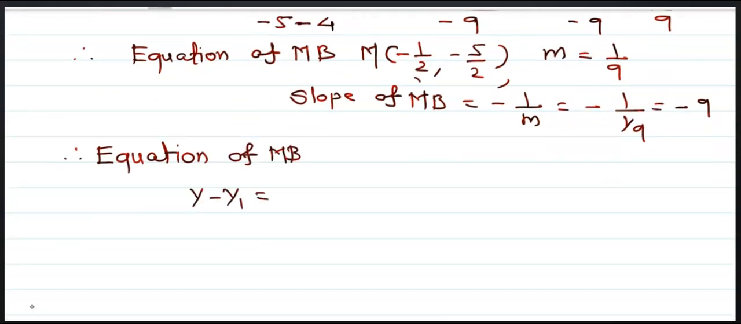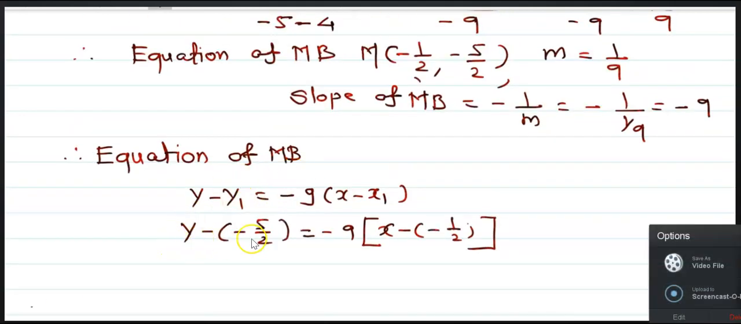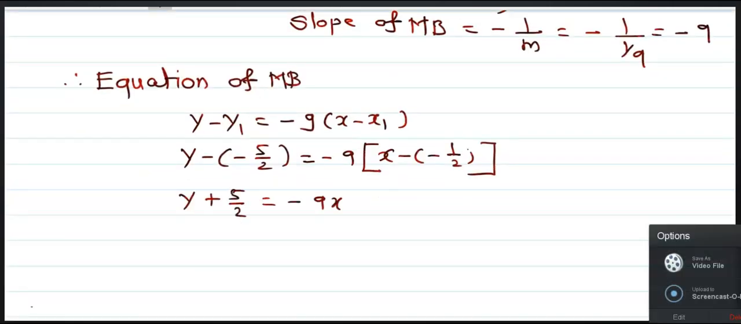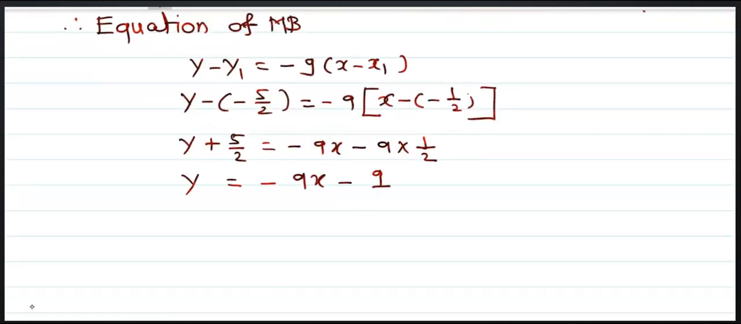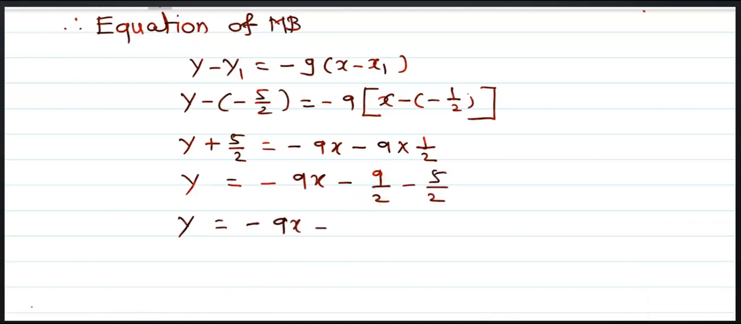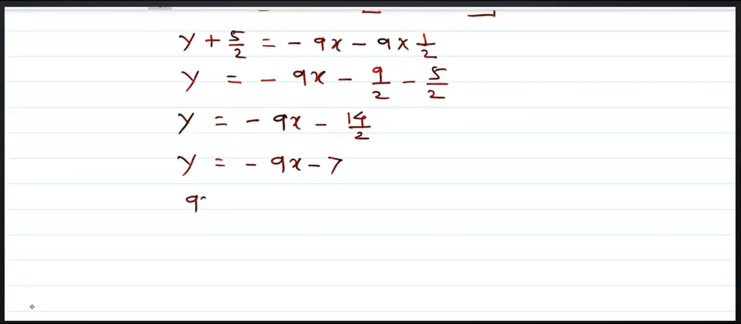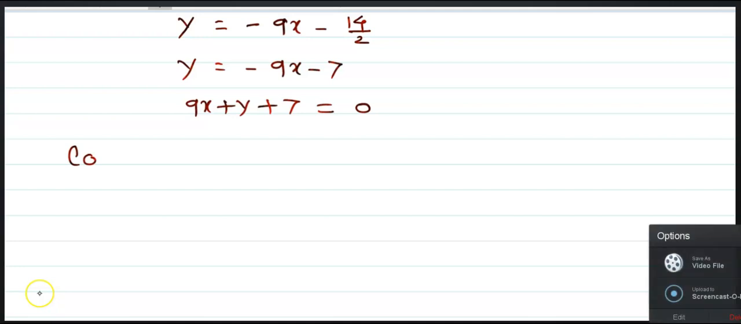Therefore, the equation of MB is y minus y1 equals -9(x minus x1). Therefore, y minus (-5/2) equals -9(x minus (-1/2)). After simplification, you will get y plus 5/2 equals -9x minus 9/2, that is y equals -9x minus 14/2. Now the simplification. Therefore, 9x plus y plus 7 equals 0.